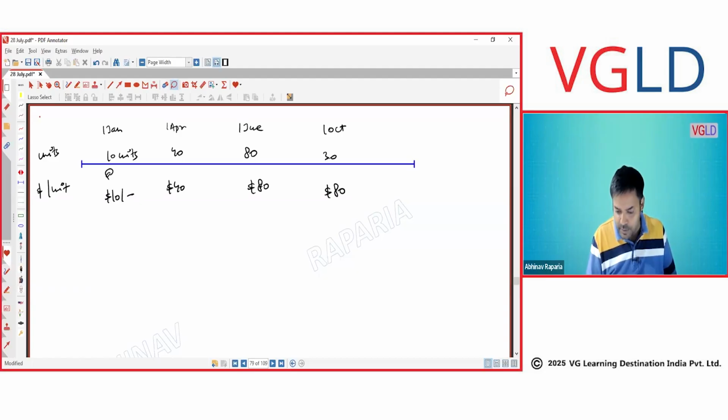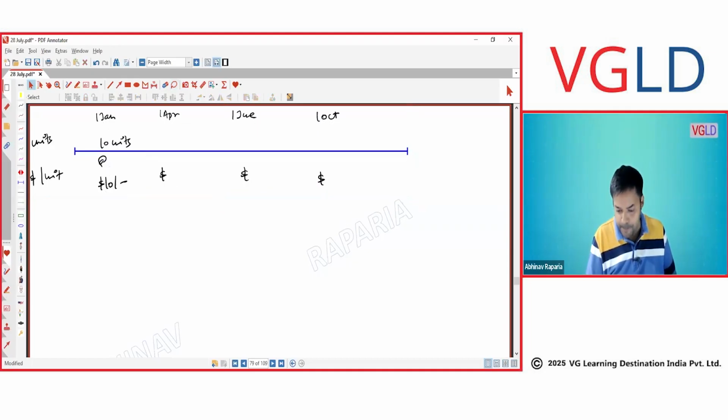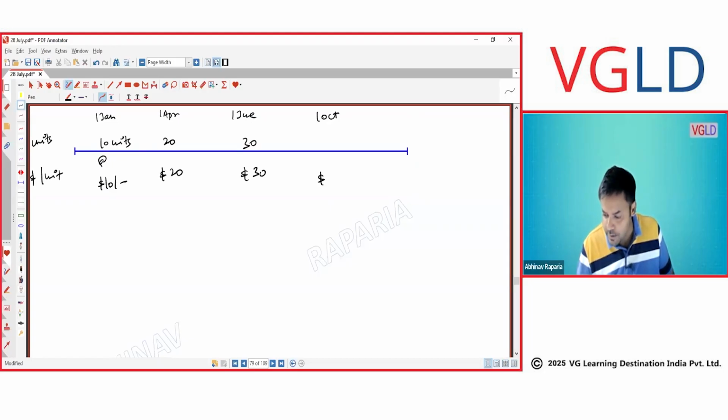10 units you're purchasing for 10, 20 units I'm purchasing for 20. 30 units I'm purchasing for $30 per unit. 40 units I'm purchasing for 40. So how much are you purchasing? 30, 60, 100. So you're purchasing 100. Let's say you are selling 17. So what is going to be the closing stock?